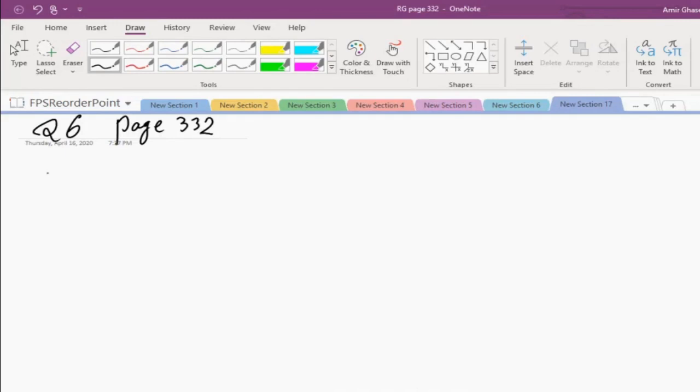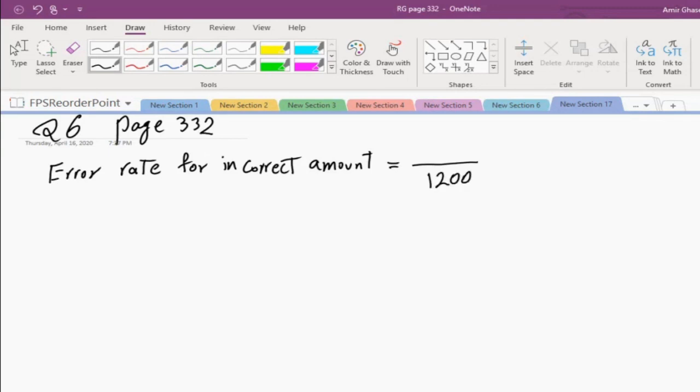Error rate for incorrect amount. In the denominator, we write the total number of opportunities, which is 1200. And the number of faults are 9. Now, can you please do this division? It's 0.0075. So this is the rate of error.